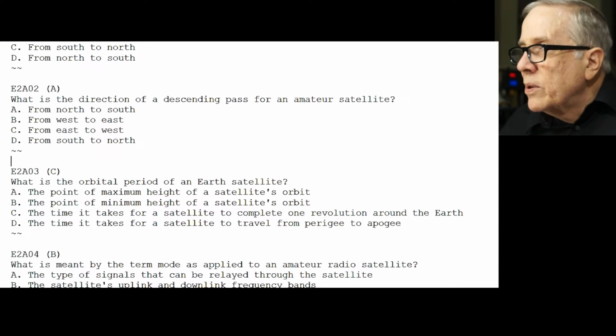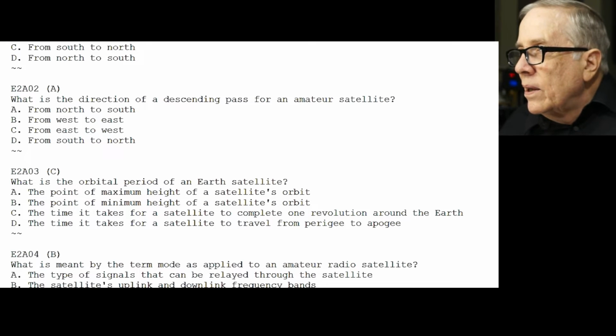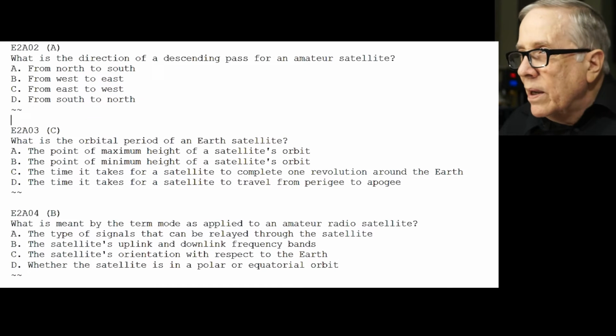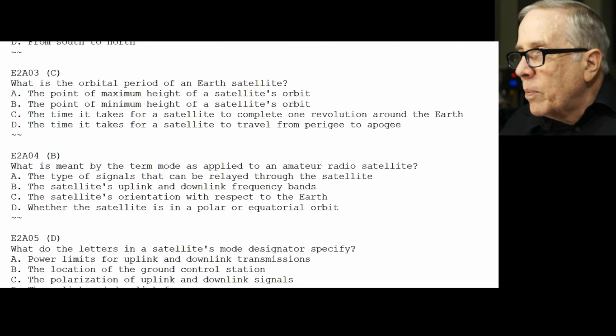E2A02, what is the direction of a descending pass for an amateur satellite? It says A, north to south. Okay, got that. E2A03, what is the orbital period of an Earth satellite? And the answer is C, the time it takes to complete 1 revolution around the Earth. So that one's kind of a giveaway. Orbital period is just the time around the planet.